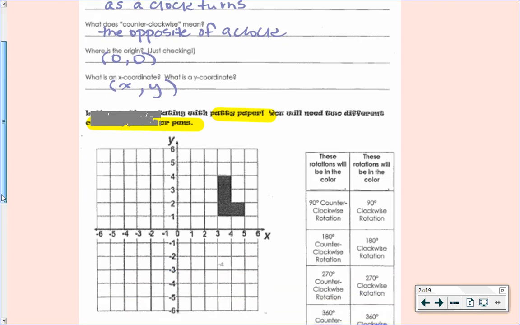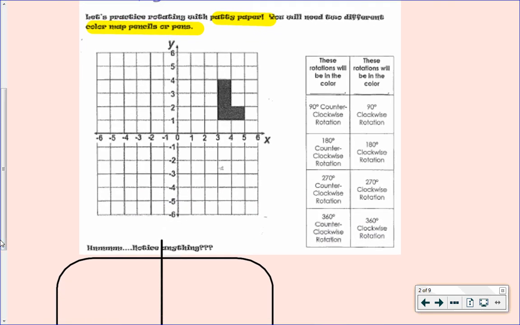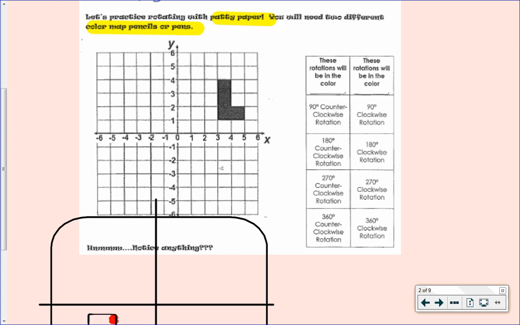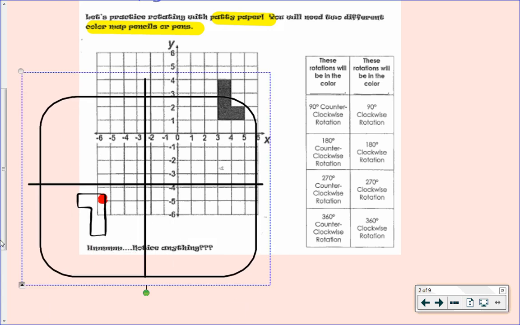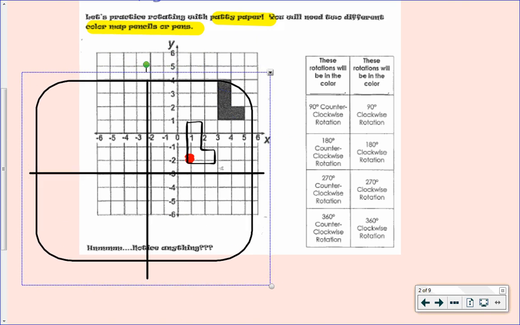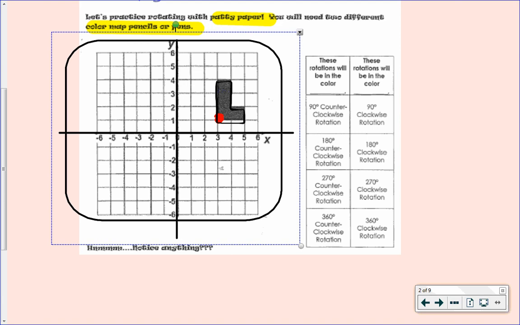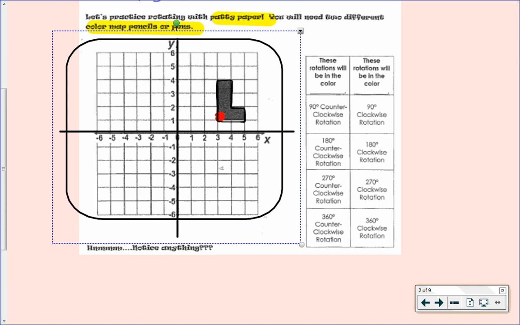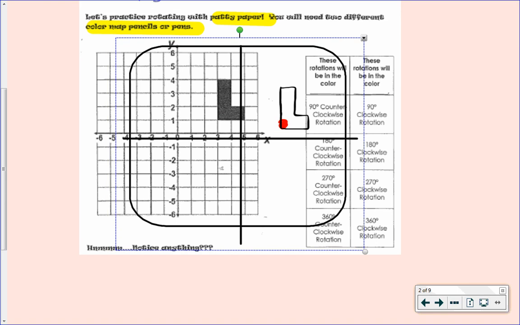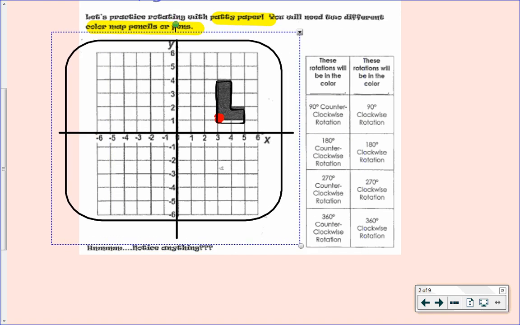All right, so let's practice rotating with patty paper. You're going to need your colors out and ready. This is my patty paper right here. You're going to place your patty paper on top of your coordinate plane on your notes, on the back corner. I want you to trace the x and the y axis, and I also want you to trace the L, this figure. We're going to rotate the figure L. And I also want you to put a point on the corner, and we're going to follow that point all along.